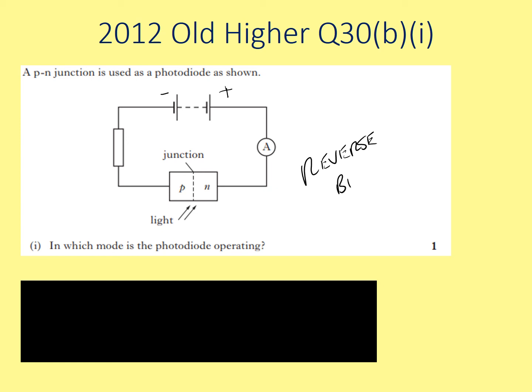Now, if this is in reverse bias, that means ordinarily it's not going to conduct, because in reverse bias we stretch out the band gap and we make it harder for electrons to make the transition. However, when we provide light, we provide additional energy to the electrons in order to cross the band gap. So that means we allow for a greater amount of conduction to happen. Hence, this is photoconductive.